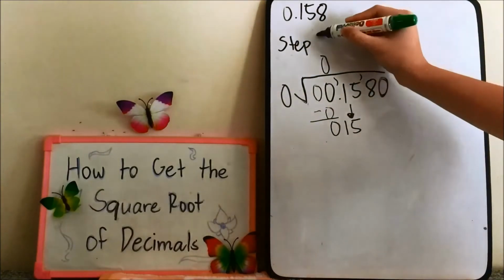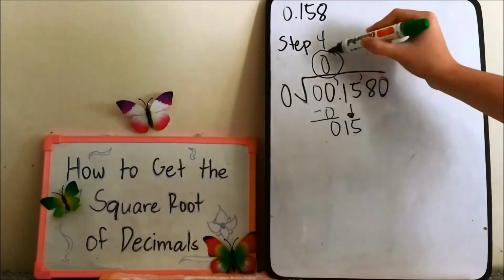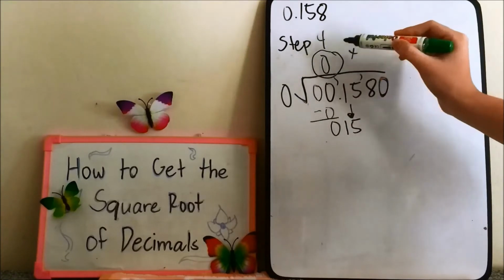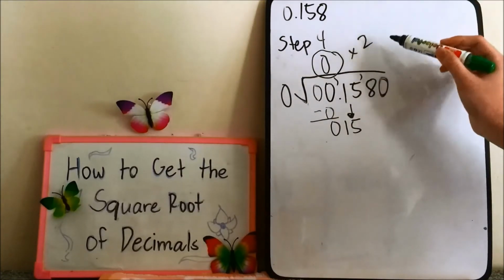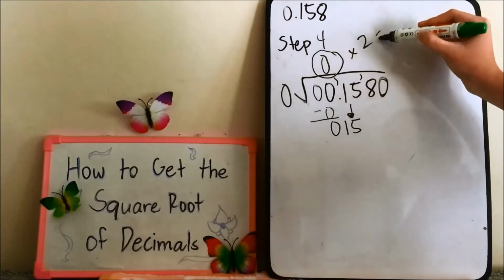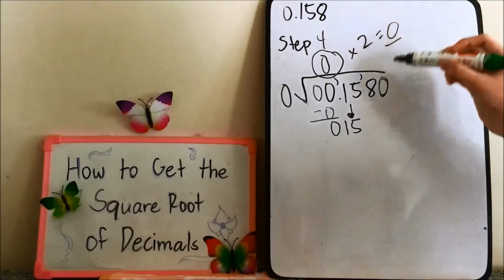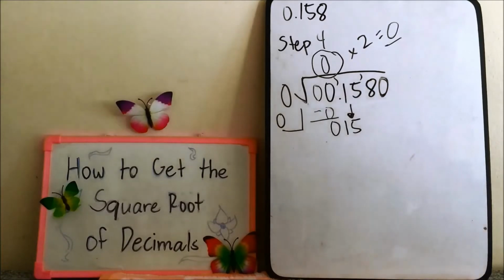Step number 4. We multiply the number at the top by 2. Our number at the top is 0. Multiplying the number at the top by 2 is a general rule for getting the square root. So 0 times 2 is equals to 0. Now we will put their product over here. And then let's move on to our next step.